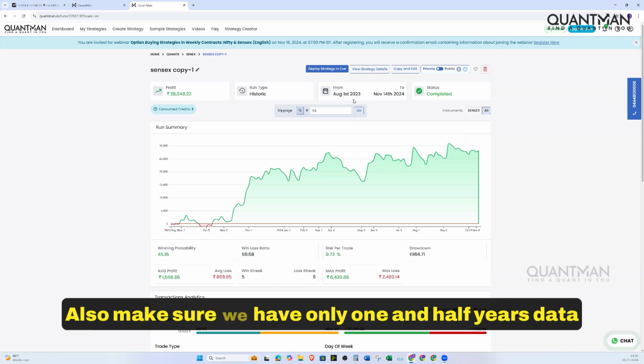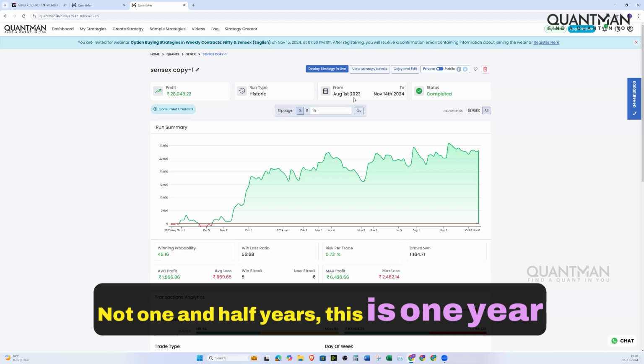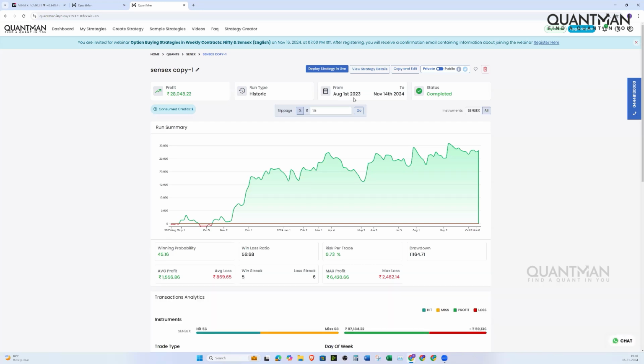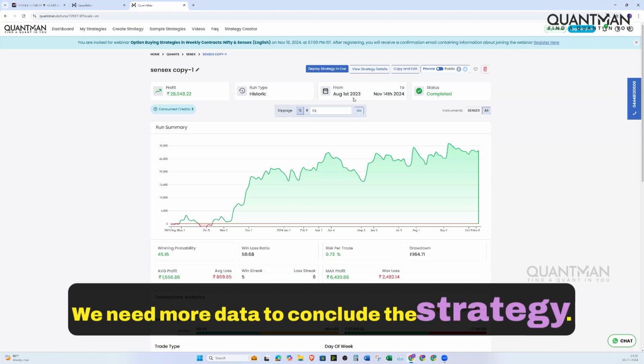Also, make sure we have only 1.5 years data. Not 1.5 years, this is 1 year data. Okay, within 1 year data, we can't conclude the Sensex strategy. We need more data to conclude the strategy.